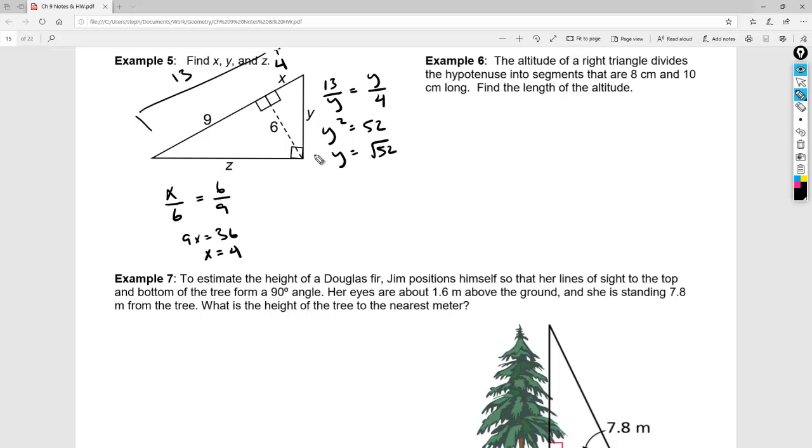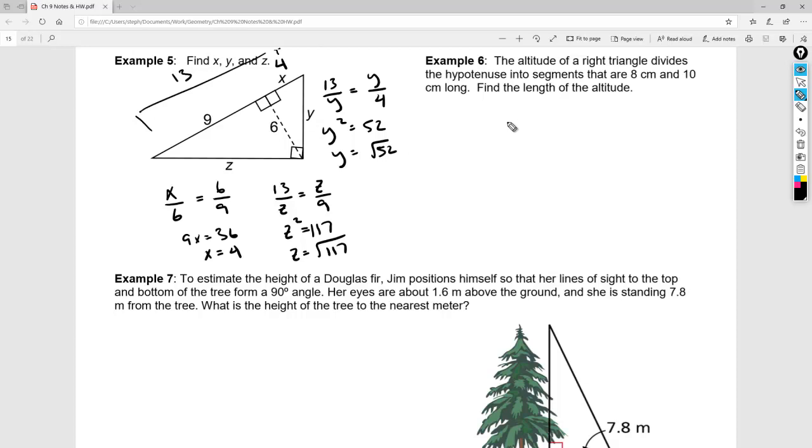Okay, now z. Solving for z, I know that 13 is to z as z is to my adjacent, which is 9. So multiplying those together, I get z squared being 117. So z is going to be the square root of 117, which you could obviously split up into 9 and 13. So 3 root 13 if you wanted to.